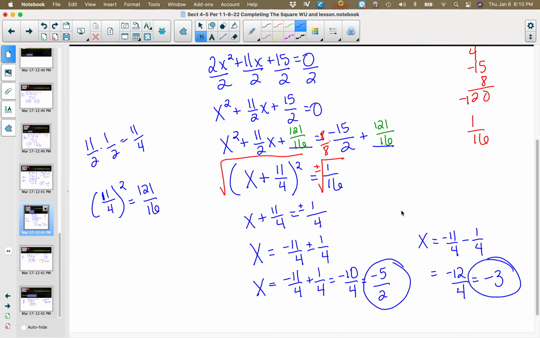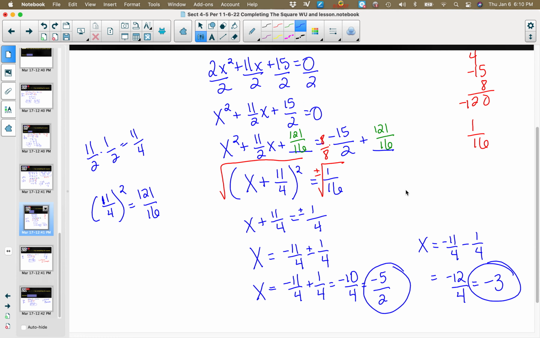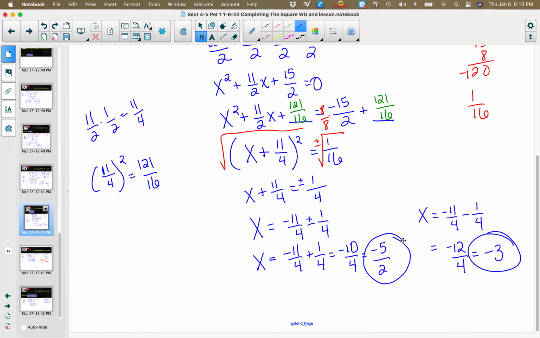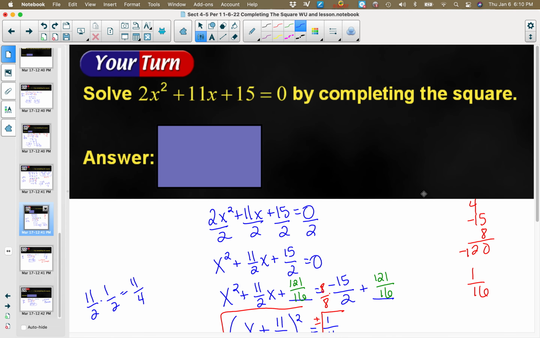This one also would have been factorable, and you could actually confirm that if you wanted to. You could factor this, and you would find that your two answers are negative 5/2 and negative 3. So hopefully those are the other two things I needed to cover to help you with any questions you may still have from last night's assignment. Also, you have a few additional problems that are going to have you practice some of these.